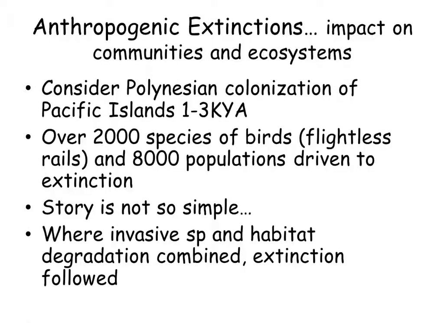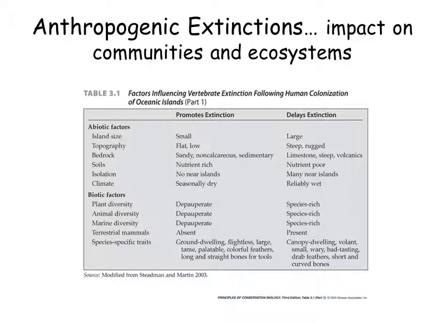Consider the Polynesian colonization of the Pacific Islands 1,000 to 3,000 years ago. Over 2,000 species of birds and 8,000 populations were driven to extinction. The story is not so simple. Where invasive species and habitat degradation are combined, extinction followed. So here's a table that shows the human colonization of the oceanic islands and the extinction that followed.